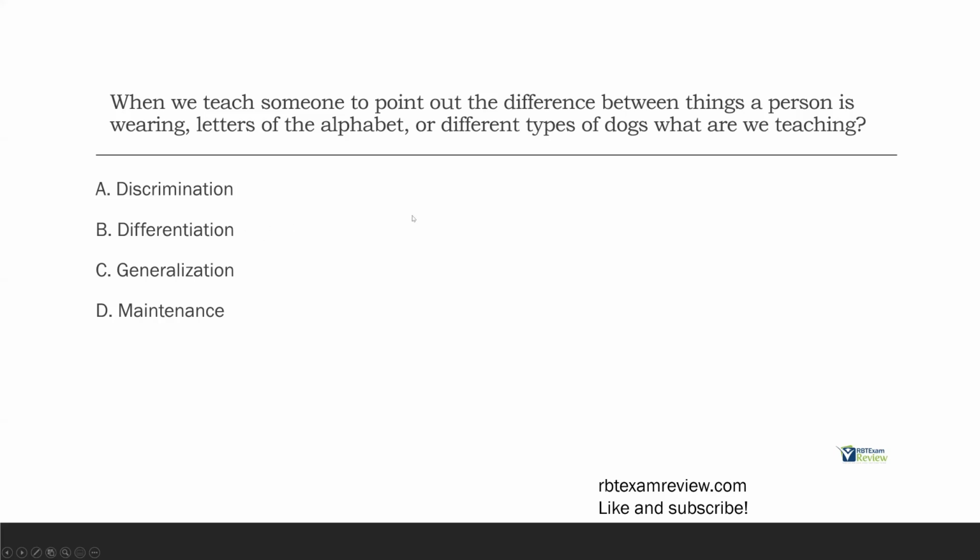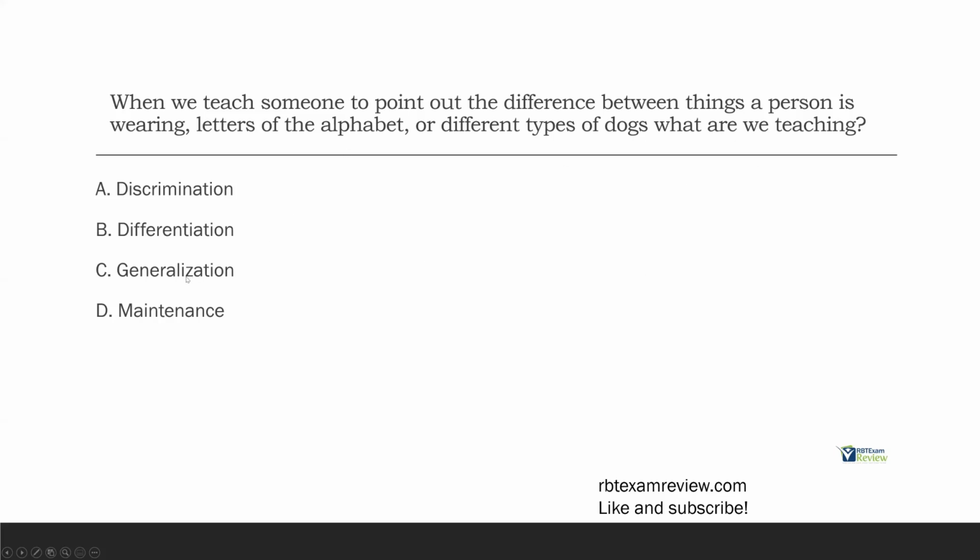Remember, differentiation is also known as response differentiation. It has to do with responses. When we teach different types of responses, that's differentiation. The same response is occurring each time. We're pointing out the difference, right? The response isn't changing. There's just many different stimuli. We're discriminating between the stimuli.